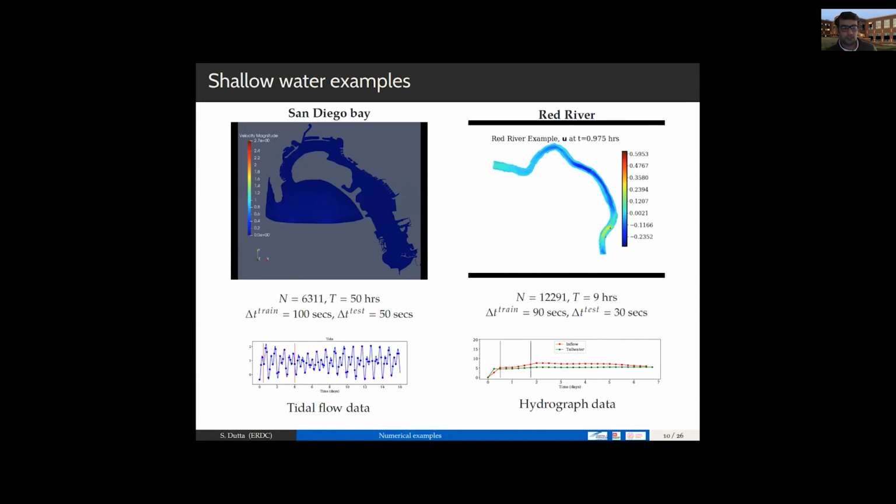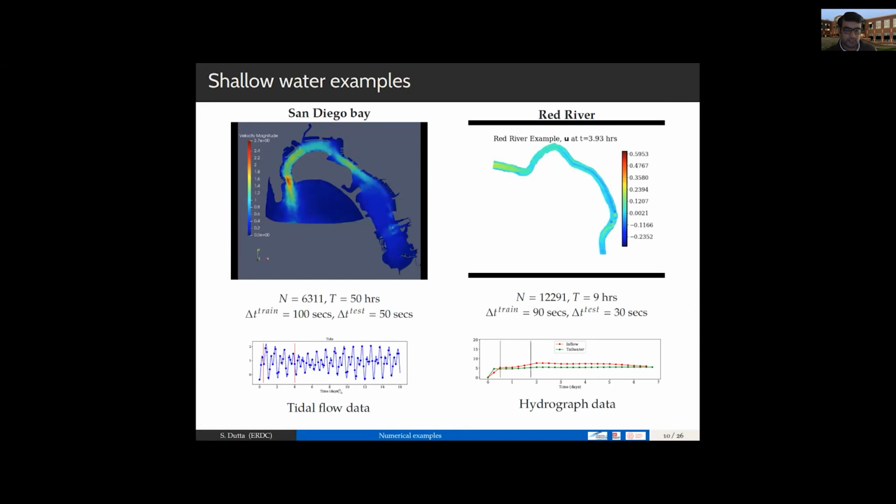So now, using this insight, let's move on to the shallow water examples. We have on the left one particular case of tidal flow in the San Diego Bay, where the original high dimensional model has about 6,000 computational degrees of freedom per variable. The original simulator runs for 50 hours and we use about 100 seconds as our training time step, and we do our predictions on 50 seconds.